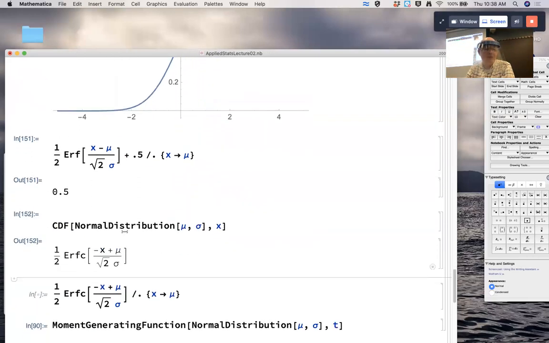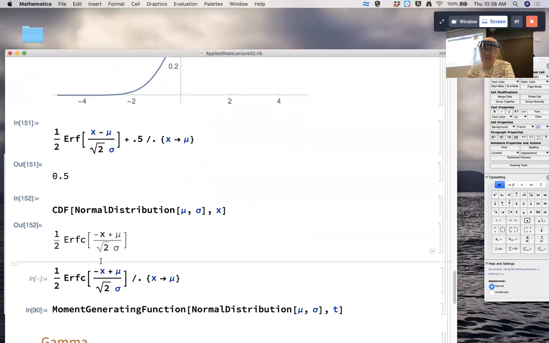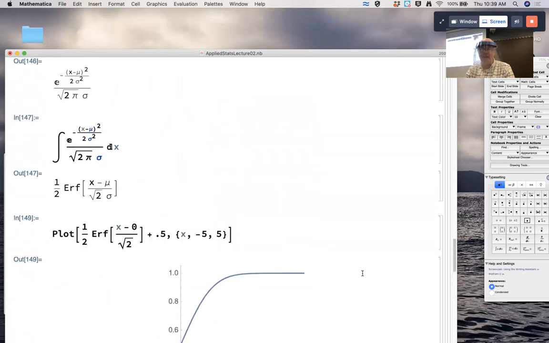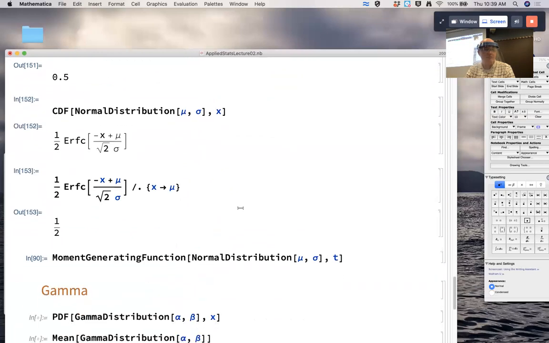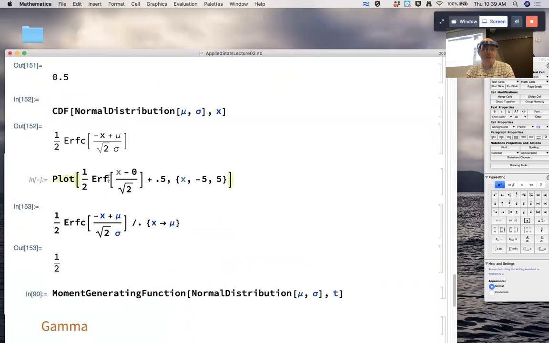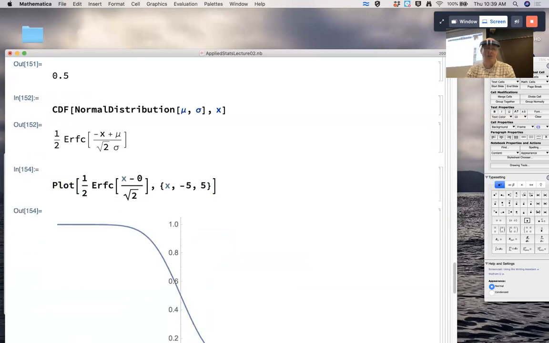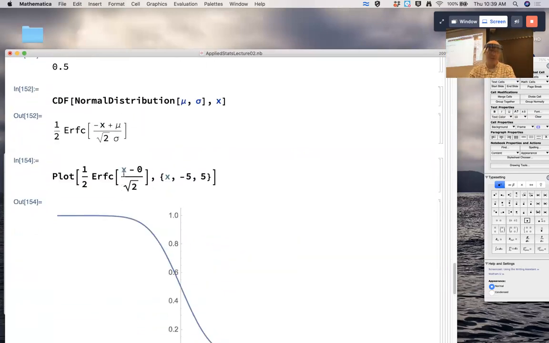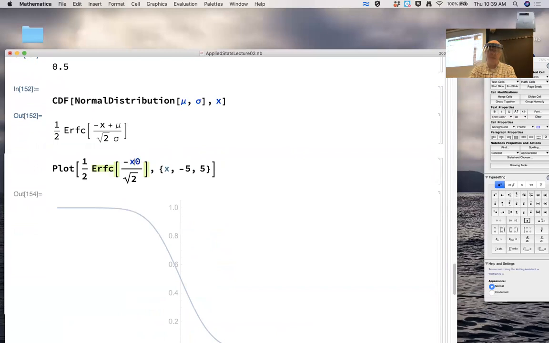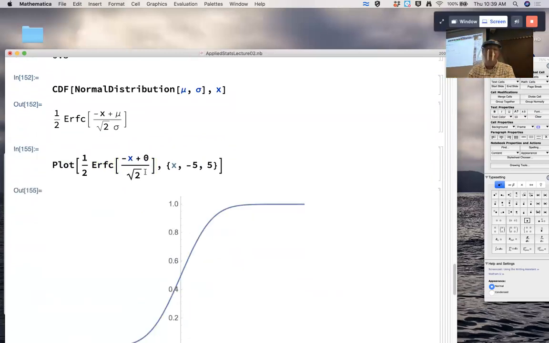If you use CDF, it involves Erfc, and this is the literal CDF. Erfc, whatever the C means, is enough to make this the CDF. If I plot this right away without adding a half, make an Erfc and don't add a half. Oh no, wrong formula. Excuse me, there's a negative sign in front of the x and a plus sign in front of the mean. There it is.